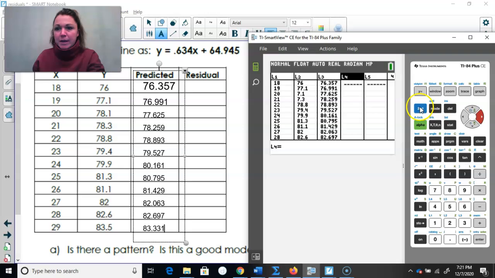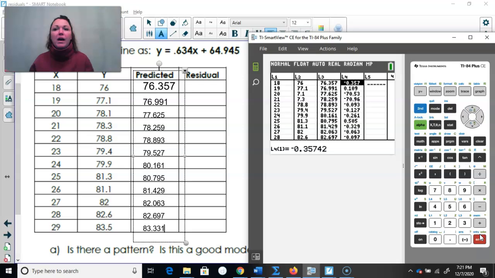So what I'm going to do is highlight L4. I'm going to take second L2. So L4 is equal to my y minus my y hat, my predicted value. So L2 minus L3. And all of a sudden this gave us all of our residuals. Again, if you don't have your graphing calculator, you can just subtract these by hand. But it's kind of nice that it did it all there for us.